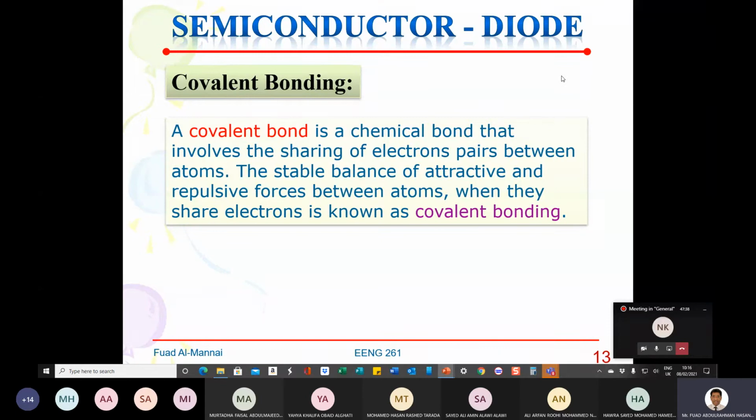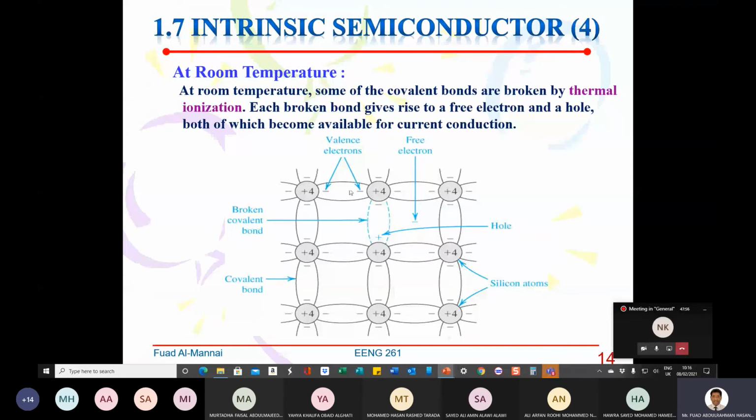The stable balance of attractive and repulsive forces between atoms when they share electrons is known as covalent bonding. It's a chemical bond, so that's why they call it a covalent bond. So where is the covalent bond here? This one here. This is the covalent bond. All right.